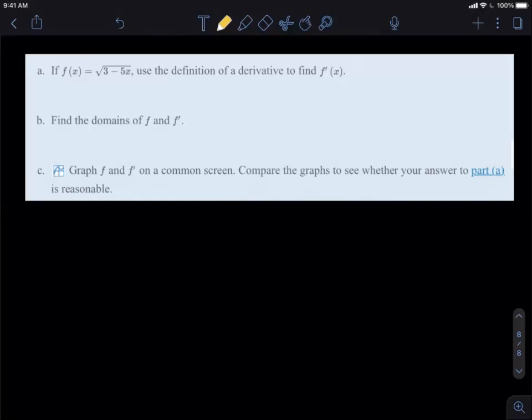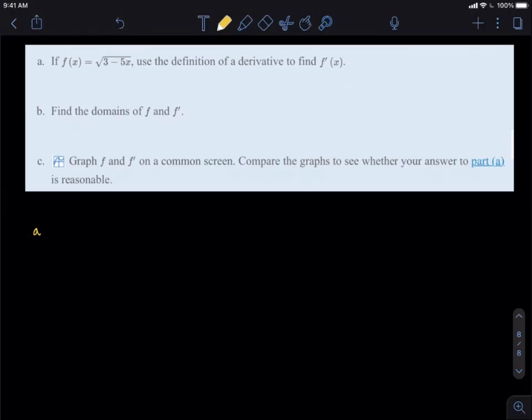In this problem, we are asked, given this function f of x, which is the square root of 3 minus 5x, to find the derivative using the definition. Again, whenever we are asked to use the definition, it's not acceptable to just use any other derivation rules, okay? Then we need to find the domains of the function and the derivative, and then graph both of them on a common screen and compare with what we already found to see if it's reasonable.